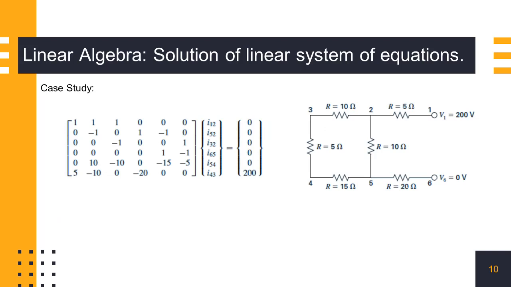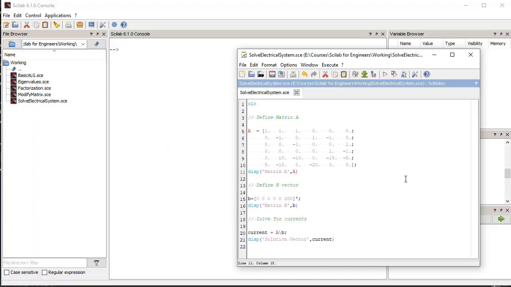Here, we solve a very simple problem of circuits. We apply Kirchhoff's current rule at each node, and we get 6 equations, with 6 unknown currents. Here, we define the 6 by 6 coefficient matrix A. Then we define vector B. Using the backslash operator, we solve the system of equations and get the current flowing in the circuit.